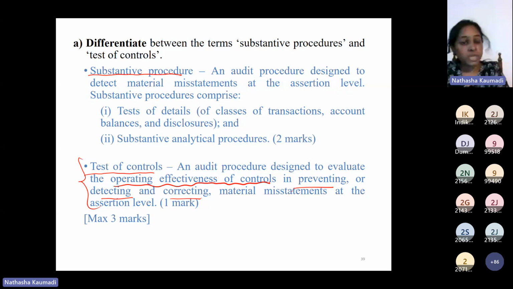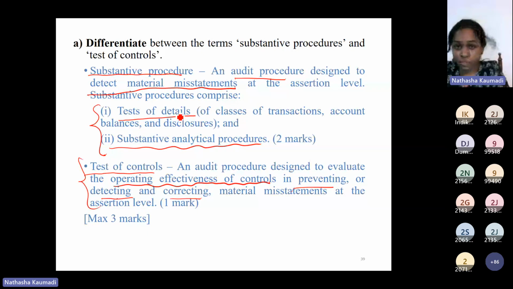And when it comes to substantive procedures, it is an audit procedure designed to detect material misstatements. So these have two categories, test of details and substantive analytical procedures. Now, a few minutes ago, I explained the difference between TODs and substantive analytical procedures as well. So I'm not going to explain again.